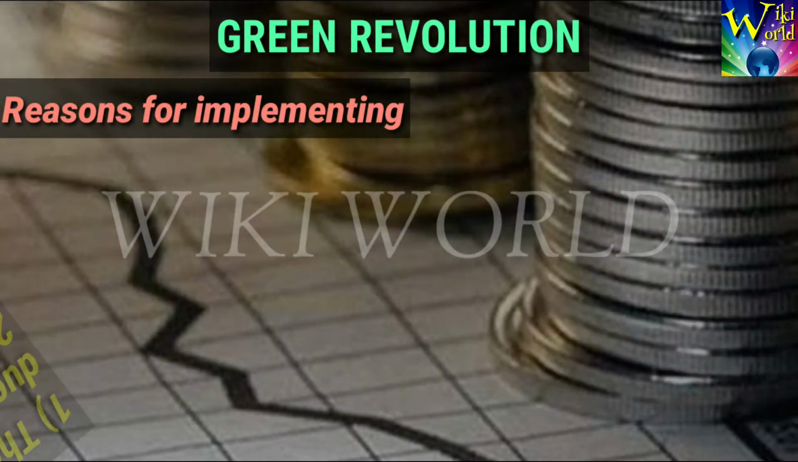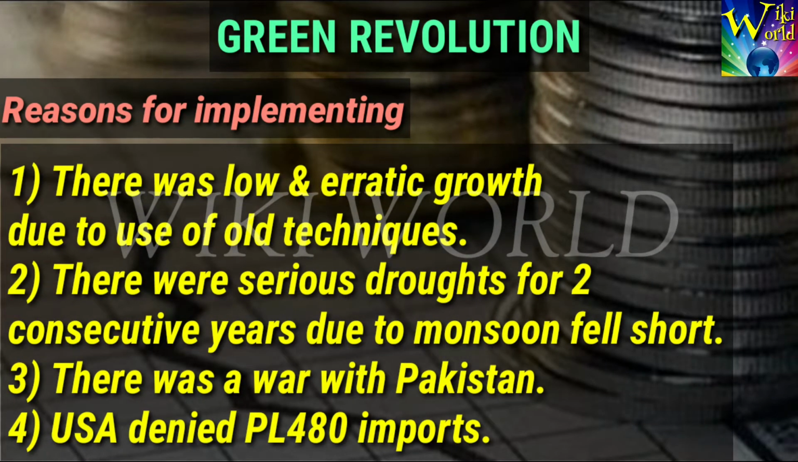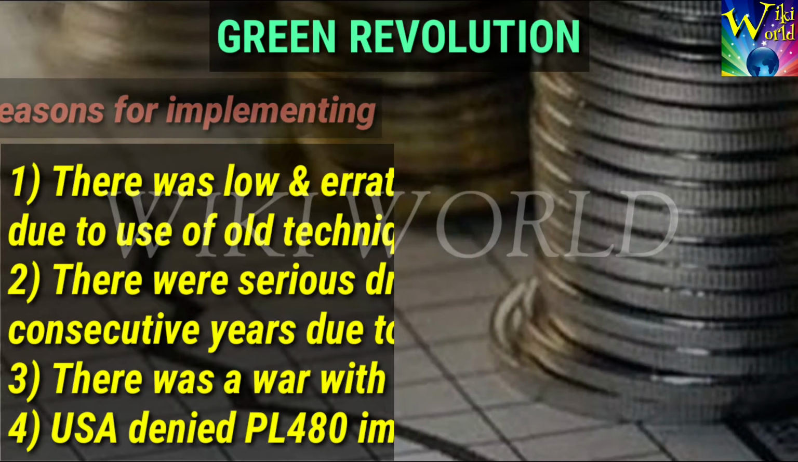Reasons for implementing: There was low and erratic growth due to use of old techniques. There were serious droughts for two consecutive years because the monsoon fell short. There was a war with Pakistan. USA denied PL 480 imports.